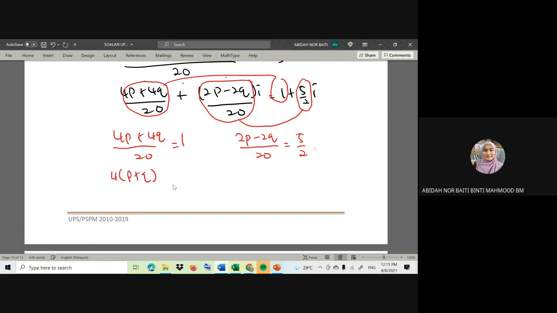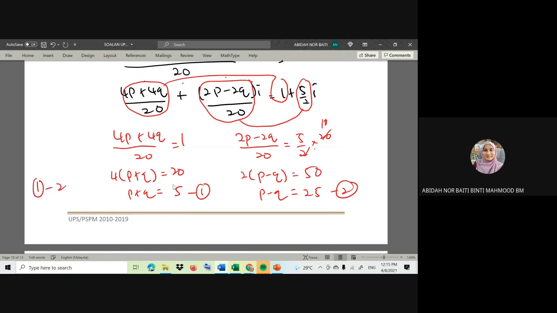P plus Q 20 kan. So P plus Q 5. Okay, ni pergi cross lah kat sana ya. Ni saya factorize 2. So ni darab 20. Betul ke 50 ya? So P minus Q is 25. Ni yang kita dah kecilkan lah. Yang kita dah simplify. So elimination lah senang. Eliminate ya. Equation 1 minus equation 2 kan. Itu mudah.